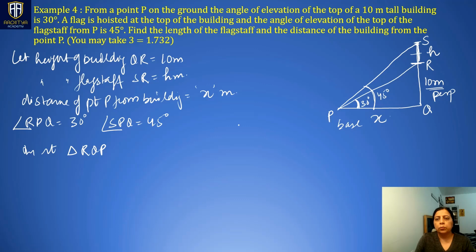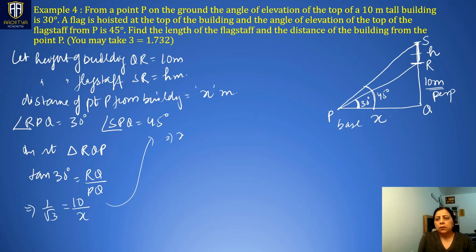So from the smaller triangle RQP, we can use tan 30 degrees as RQ upon PQ, perpendicular upon base. Tan 30 is 1 by root 3. QR is 10. And PQ we have taken as x. So now we can write x is 10 root 3 meters. Right? x is 10 root 3 meters. And this is the distance. We had to find the distance of the building from the point. One thing we have found. But we have here to use root 3 as 1.732. So the value of x becomes 10 multiplied by 1.73. So x is 17.3 meters. Right? This is the first thing.